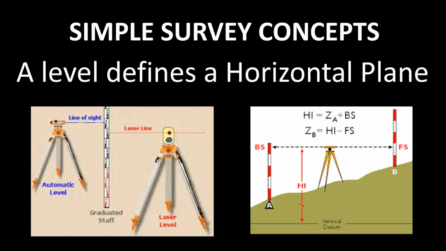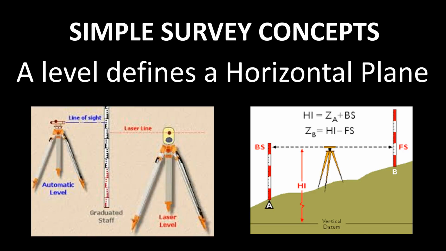So today's simple survey concept is a level, or what we call any level: optical level, laser level, digital level. All they do is define a horizontal plane. That's all they do. You look through the level, and hopefully, if it's collimated right and you've done your two-peg test, it gives you a horizontal plane.